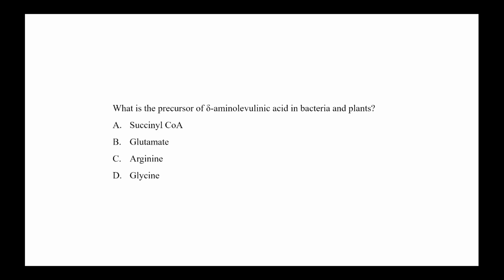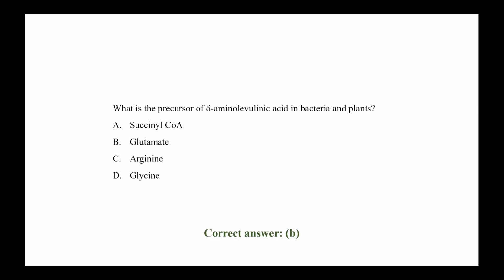What is the precursor of delta amino levulinic acid in bacteria and plants? Option A, succinyl coenzyme A. Option B, glutamate. Option C, arginine. And option D, glycine. What do you think would be the correct answer? So the correct answer is option B, glutamate.